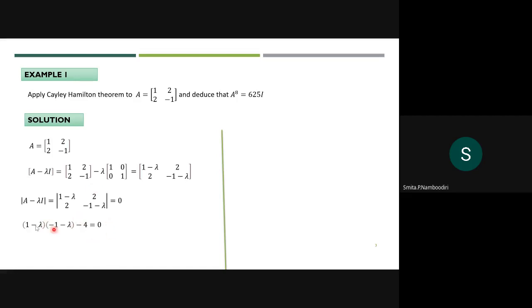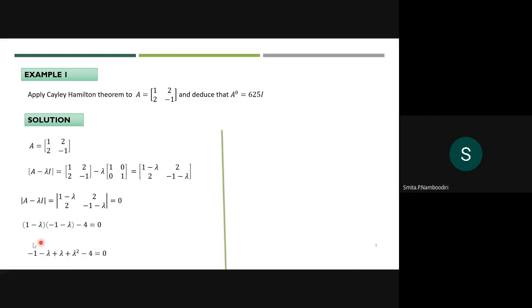ठीक है, सबसे पहले केली हैमिल्टन थ्योरम अप्लाई करने के लिए सबसे पहले हमें कैरेक्टरिस्टिक इक्वेशन निकालना है. And the characteristic equation is got by determinant of A minus lambda I equal to 0. So since it is a 2 by 2 matrix, we have to open this determinant. So this into this minus 2 into 2 equal to 0. Open the bracket again here and get a quadratic equation in lambda. Okay? Open this bracket and get a quadratic equation in lambda.